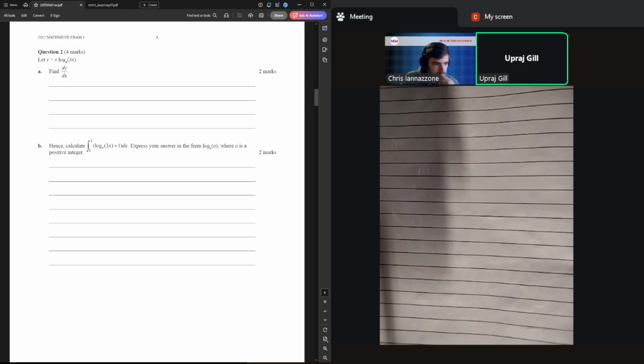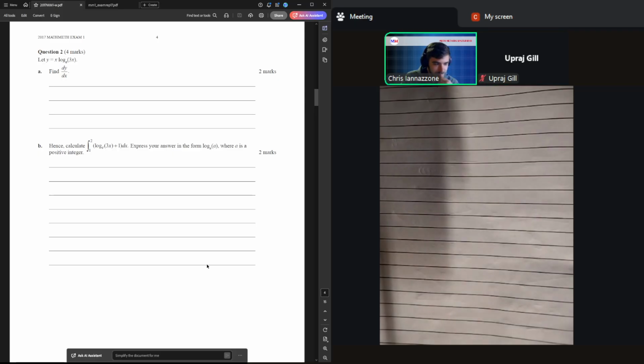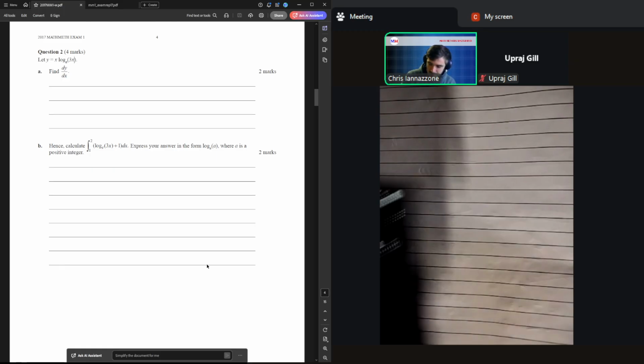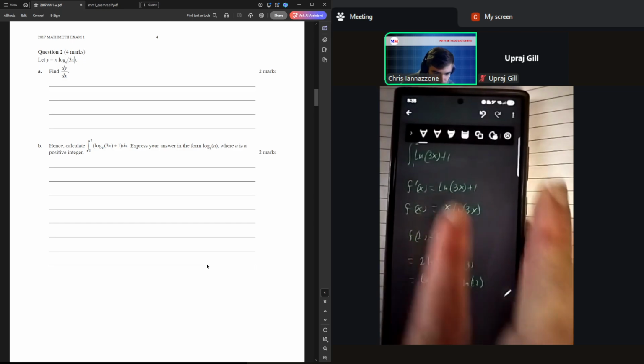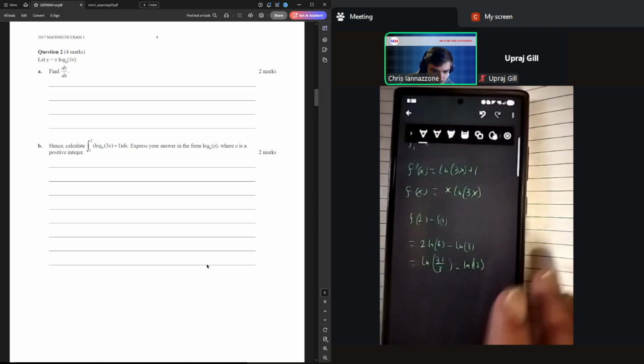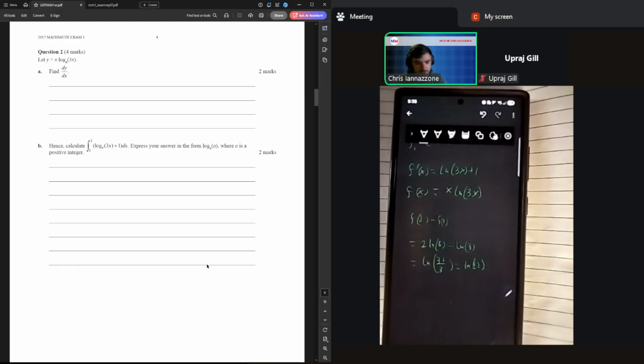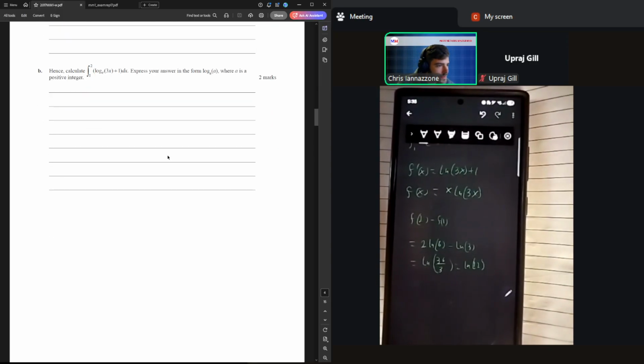Is it natural log 12? Natural log 12 is correct. Yeah, precisely. Nothing more than what you said, really. You do your f of 2 minus f of 1 based off of the definite integral, and then just a bit of log law stuff to rearrange it all. Nice.